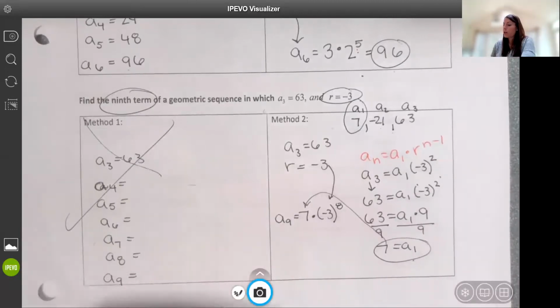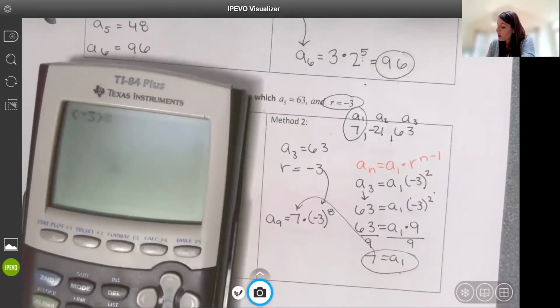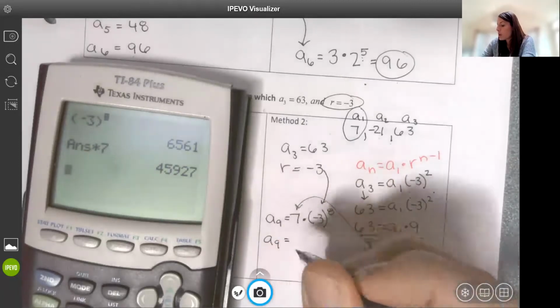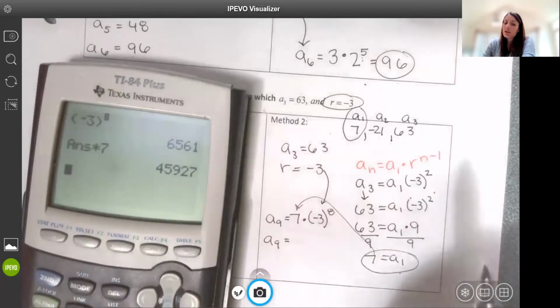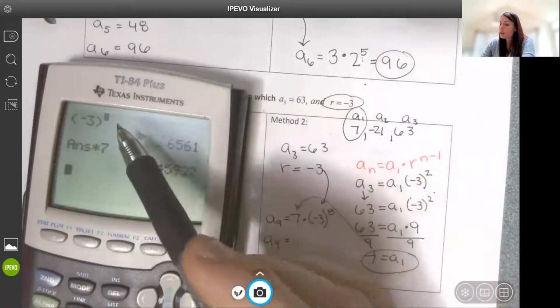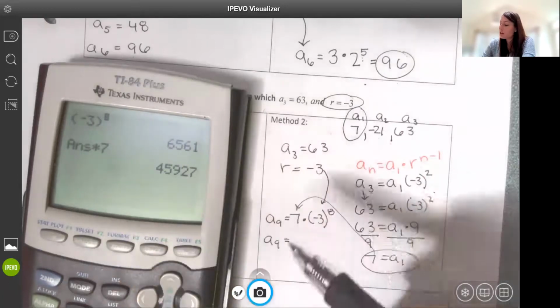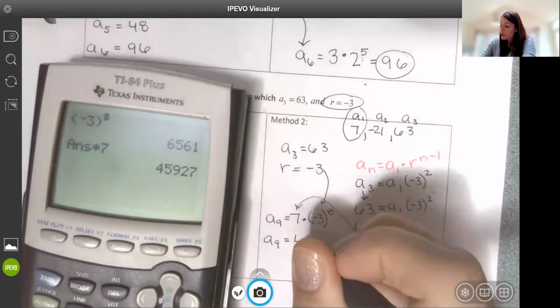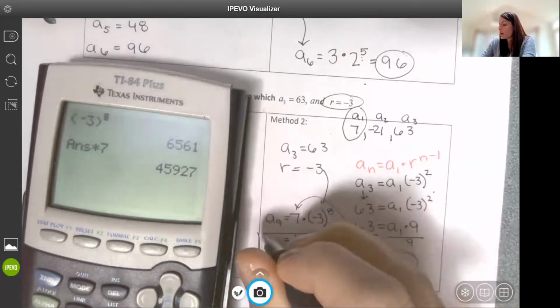And I'm just going to use my calculator for this. So I'll have -3 to the 8th power times 7. I could have typed it all into the same line as well. Be careful with negatives. Make sure you put them in parentheses in your calculator before raising them to whatever exponent, because it can mess up positive and negative if you don't do that. Like this is an even number exponent. An even number of negatives gives me that positive answer there. So I get 45,927 would be the 9th term of that sequence.